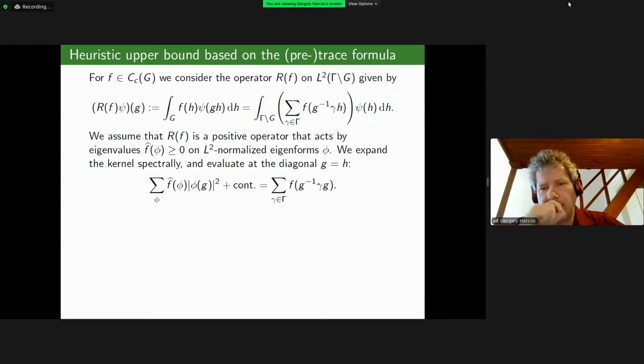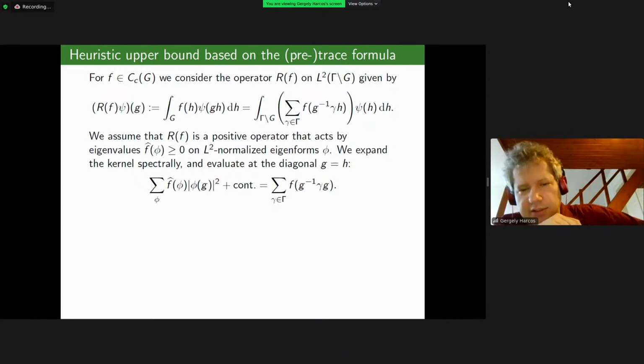And so in the pre-trace formula, the pre-trace formula means that we expand this automorphic kernel spectrally, and then we evaluate it at the diagonal. So we put g equals h. This is a technology that was pioneered by Selberg. So he considered the spectral decomposition. The right-hand side is the kernel at g equals h, and it has the indicated kind of spectral decomposition in the situation at hand, plus there is a continuous contribution that I suppress for simplicity. And then when you integrate both sides, you get the trace formula.